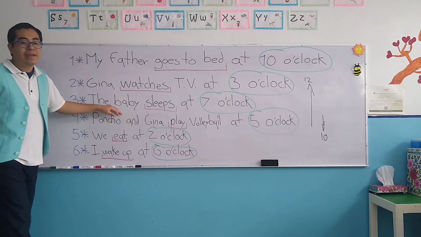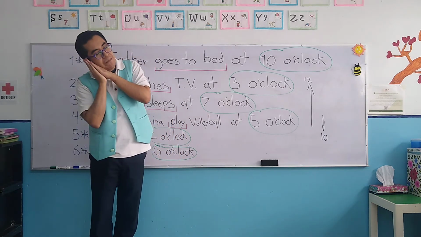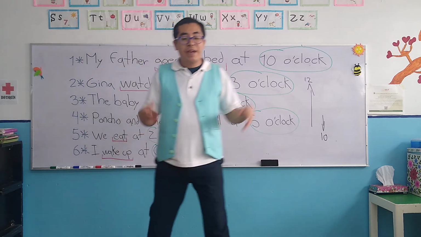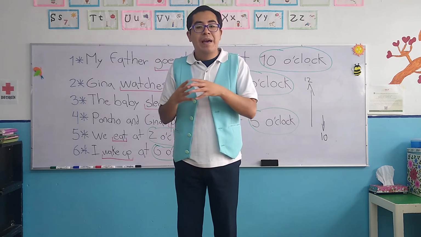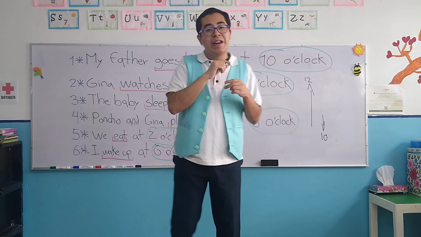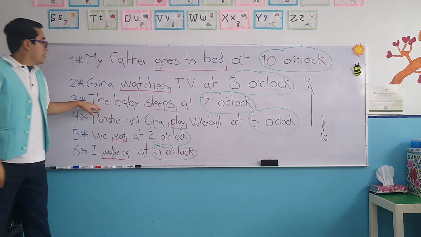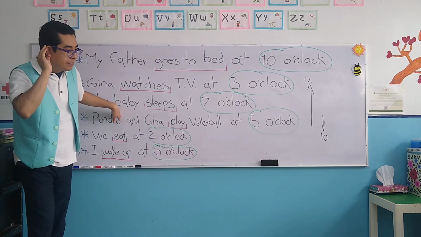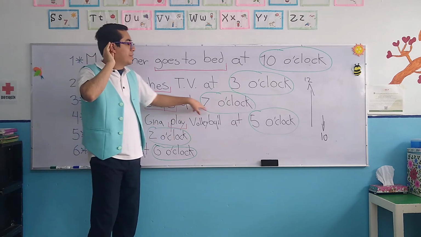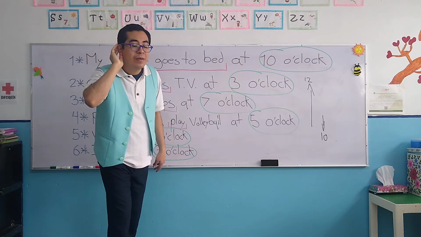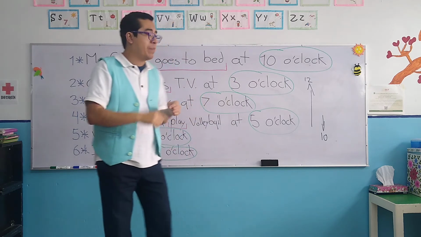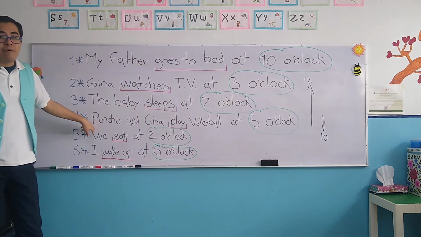The baby sleeps at 7 o'clock. Okay? That means el bebé se duerme a las 7. Okay? Repeat it again after me. The baby sleeps at 7 o'clock. Okay, excellent pronunciation. You are doing an excellent job. Let's continue with the number 4.